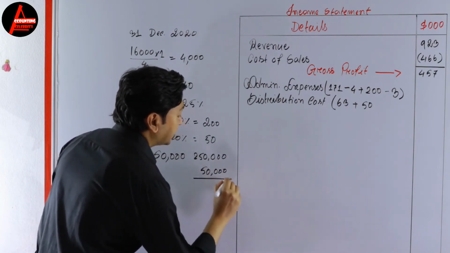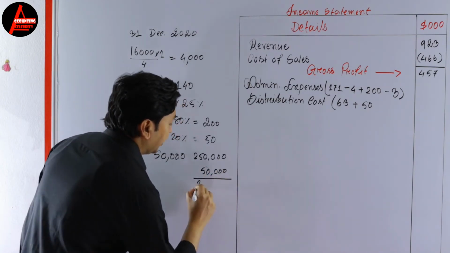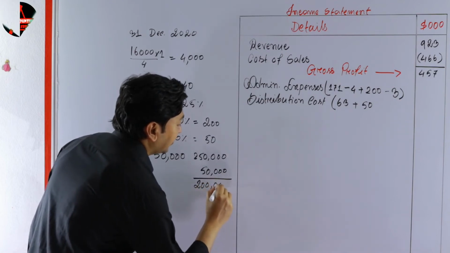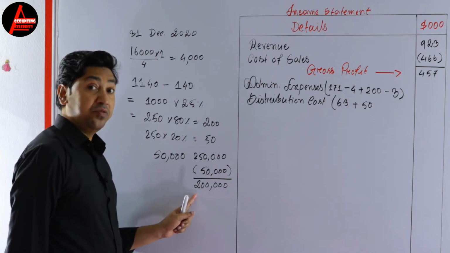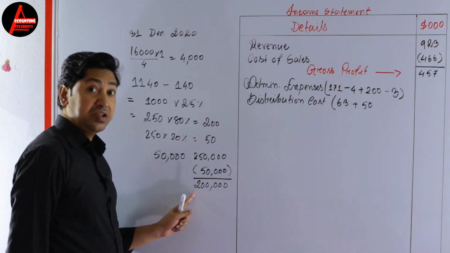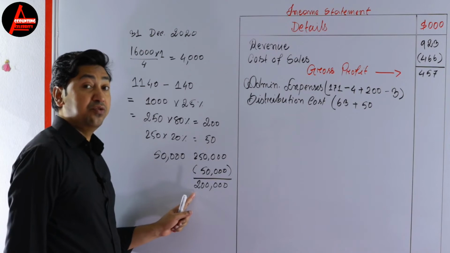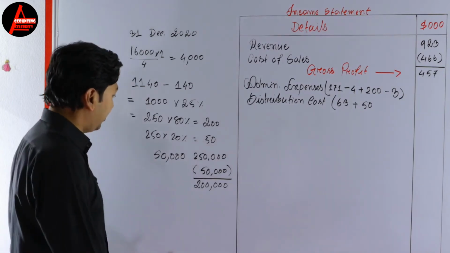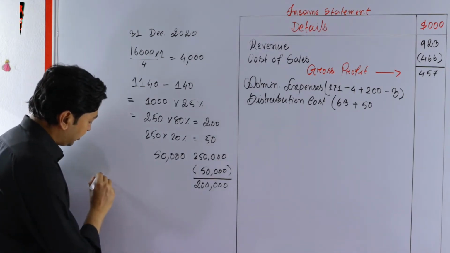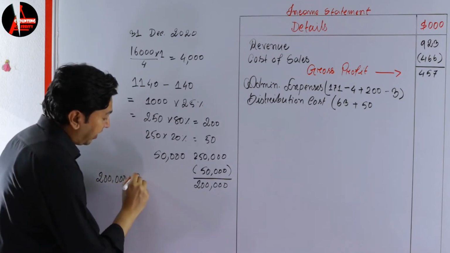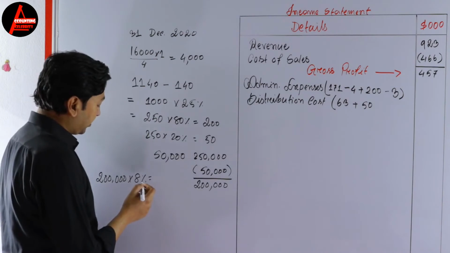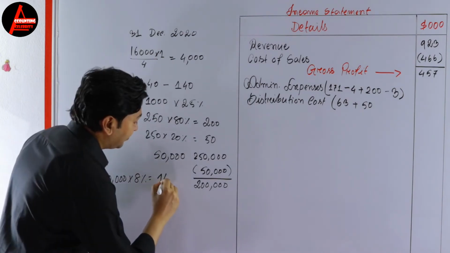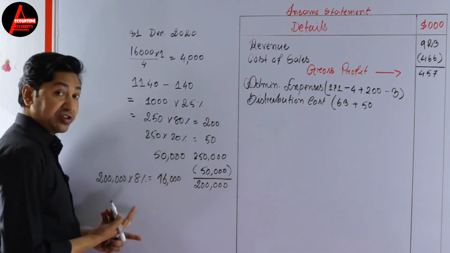So how much was there in the beginning? It was $200,000. This $200,000 is from the beginning of the business. So on this amount we have to charge the full year's interest. Here $200,000 multiplied by 8%. In the question it is 8% debenture interest. If we multiply, we get $16,000. This is the interest on debenture.